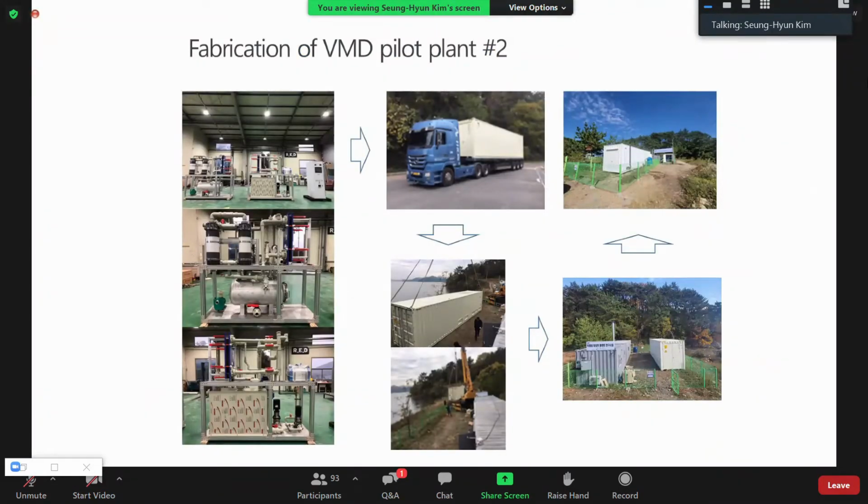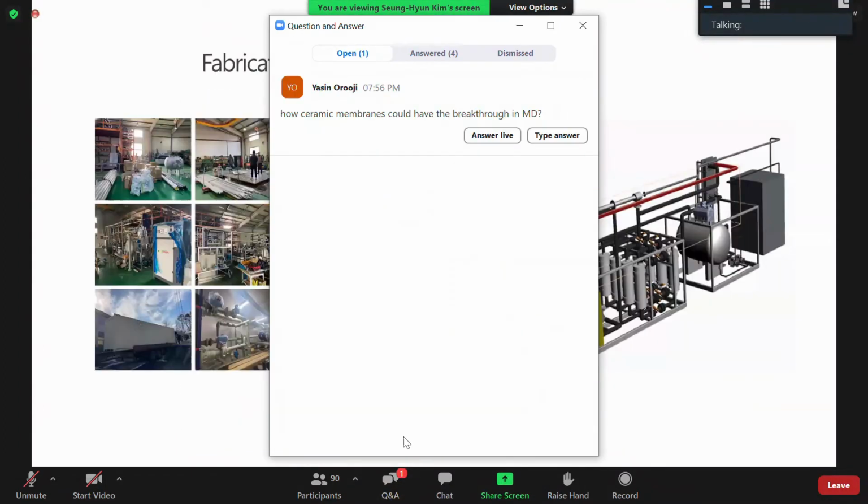And we built a second pilot. This one shows the fabrication and transportation. After fabrication, it was sent to the site, at the southern port of Korea. It was transported in 2019, and after utility connection, permit, and site preparation, it has been in operation since 2020, last year. So I'm going to share these operational results.